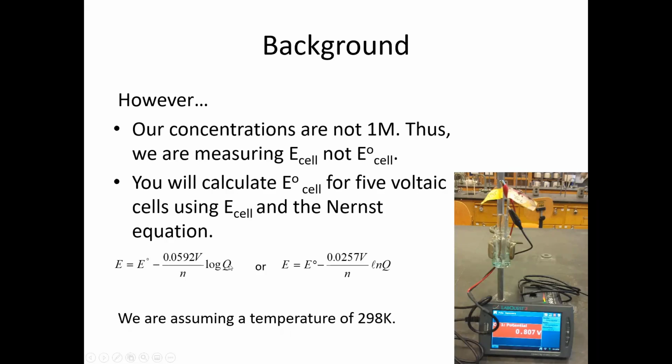You'll find the concentration ratio in the lab report template. Then by this equation, we measure E, and we can calculate the Q value through the concentrations. We know how many electrons are transferred. Then we can calculate the E0, which is the standard cell potential. And we are assuming a temperature of 298 Kelvin for all the measurements.